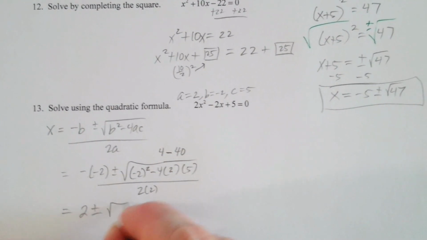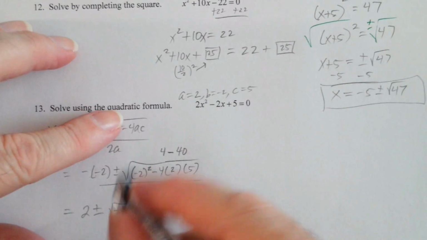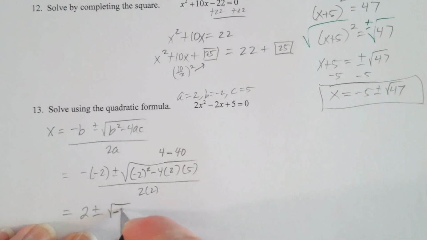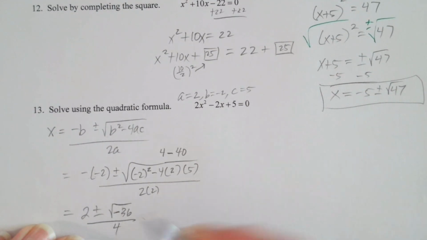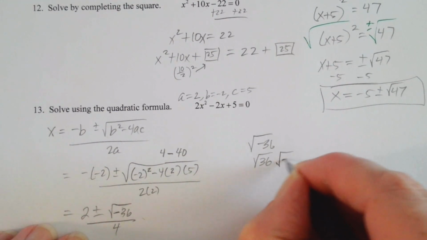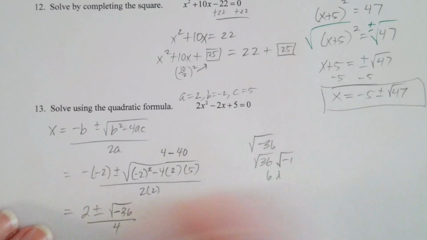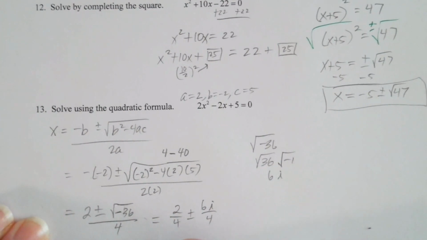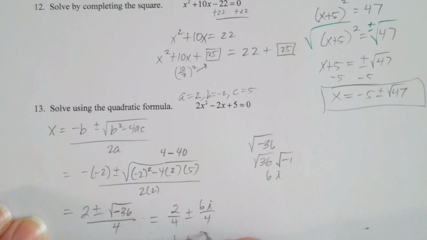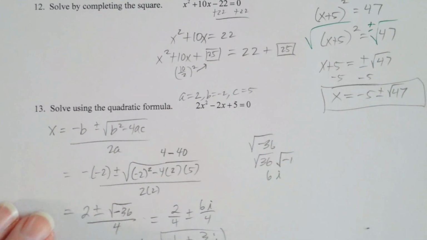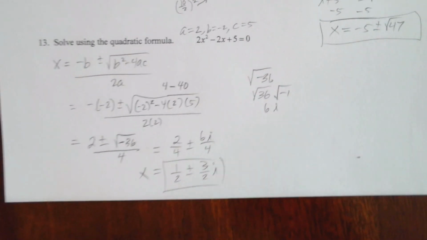4 minus 40, we end up with the square root of -36. Now remember, the square root of -36 is the square root of 36 times the square root of -1, or 6i. So we're going to end up with 2 over 4 plus or minus 6i over 4, which is 1/2 plus or minus 3/2 times i. So that's our x. Oops, sorry, I went off the grid there.